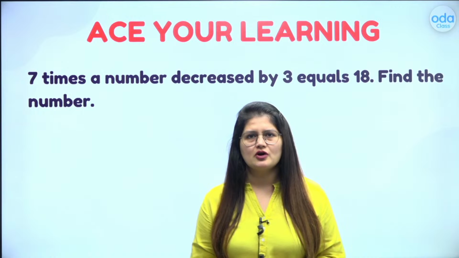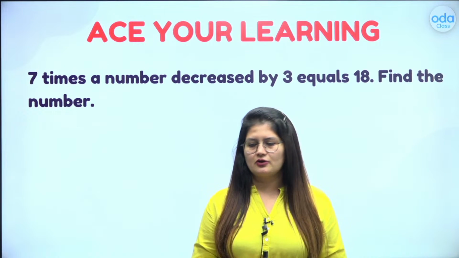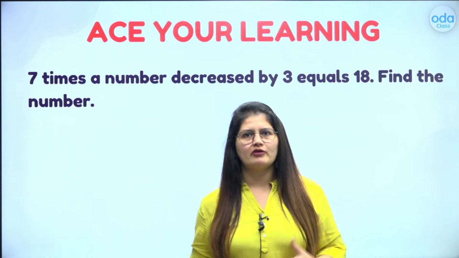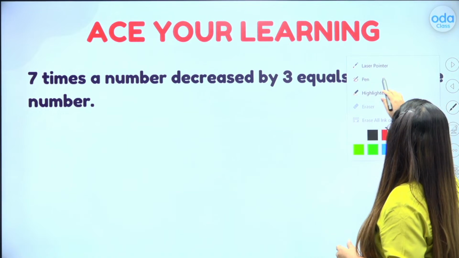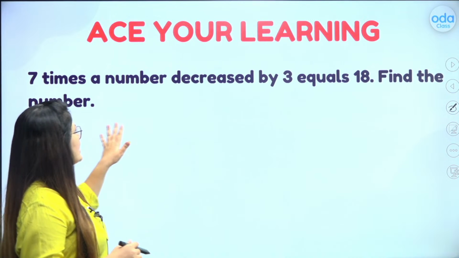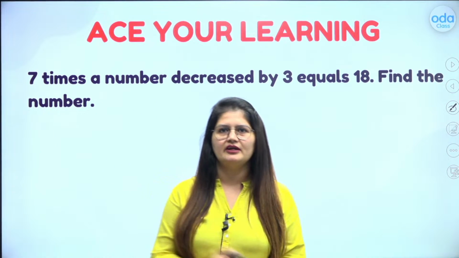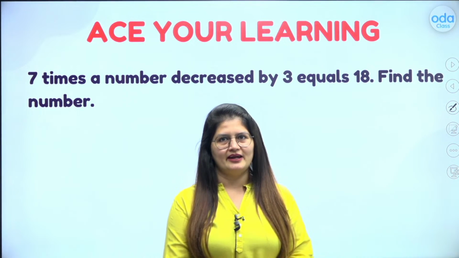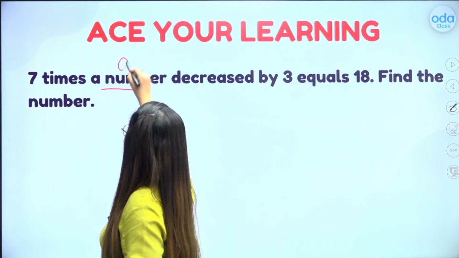The question says: 7 times a number decreased by 3 equals 18. Now let's go word by word and try to form the equation. The question says 7 times a number. If we have a number, we can take it as any variable. So let's take the variable as the first letter of my name, which is A. So here the number is A.